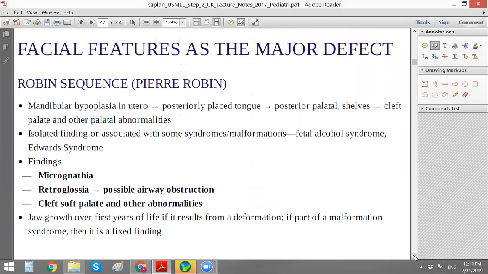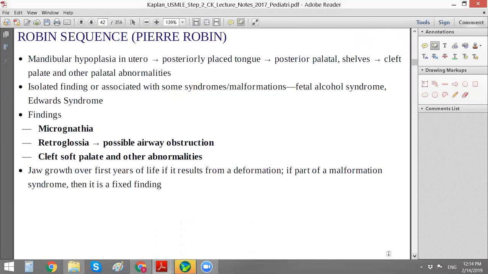Facial features as the major defect. This is Robin sequence, Pierre Robin. This is mandibular hypoplasia. Okay, so we were also looking at the Patau that was like mid-face thing, but this is mandibular hypoplasia in utero. Posteriorly placed tongue, posterior palatal shelves, cleft palate, other palatal abnormality, associated isolated finding or associated with some syndromes like fetal alcohol syndrome.